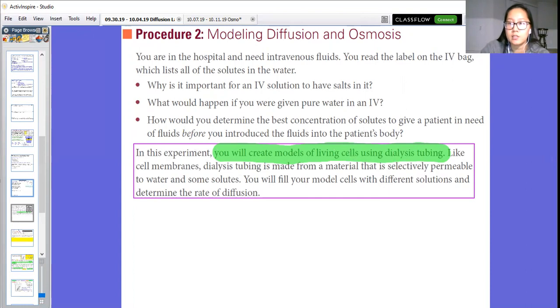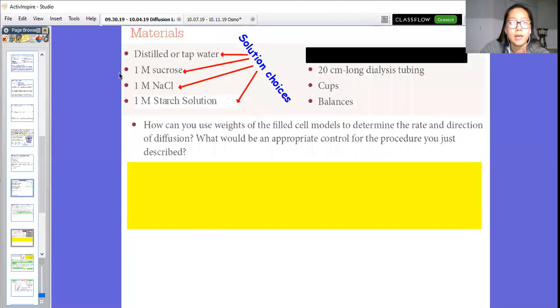So we're going to be using dialysis tubing in our lab on Wednesday, and we'll be using separate solutions: either pure water, sucrose at 1 molar, salt at 1 molar, or starch at 1 molar. I'm going to be creating these for you, but based on the molarity calculations that we just did, you should be able to know how to make these. And then we're using cups and balances, and we're going to be weighing and looking at color observations of the dialysis tubes with contents based on these.